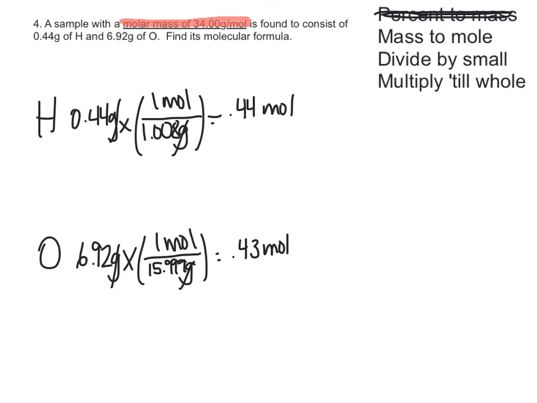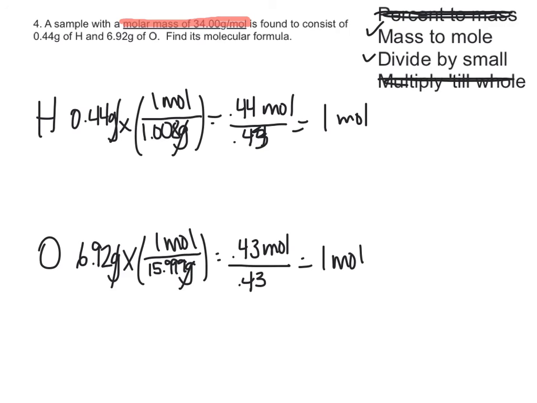These are basically the same thing, so I'm just going to divide both by small. I'm sorry, that should be a 3. And it's going to give me the same answer anyway, 1 mole and 1 mole. So I did step 2, I did step 3. I don't have to do step 4 because I already have whole numbers. And so my empirical formula here is HO. That's what it is, HO.